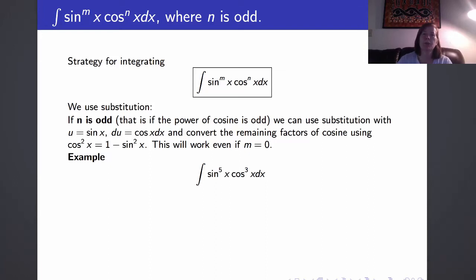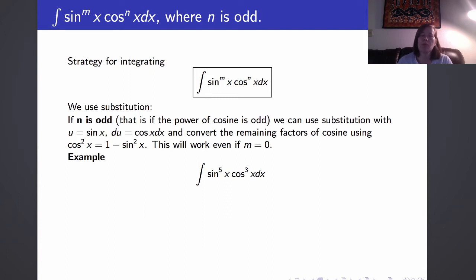In this section, we're going to look at integrals involving trigonometric functions. And for a large number of these, we can use substitution. In this case, for example, if we have the integral of sine to the m x times cosine to the n x dx, no matter what the m is, if the power of cosine is odd, then we can always use the substitution u equals sine of x to solve this integral.